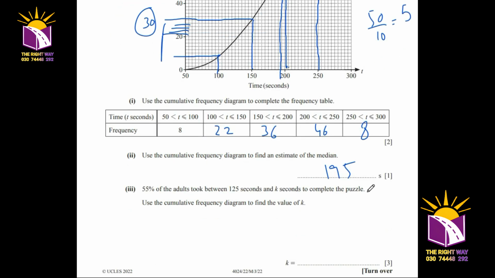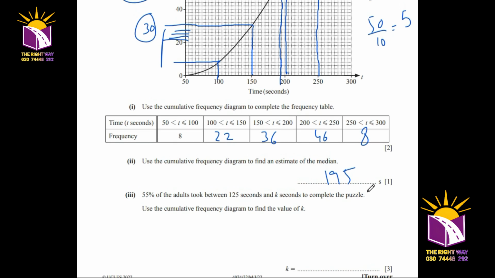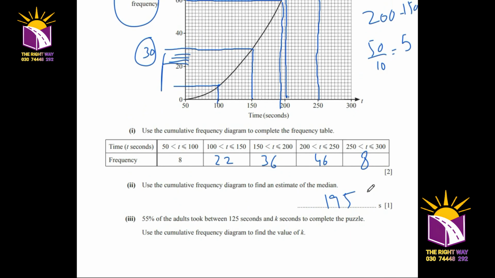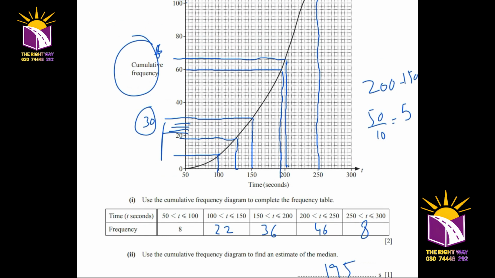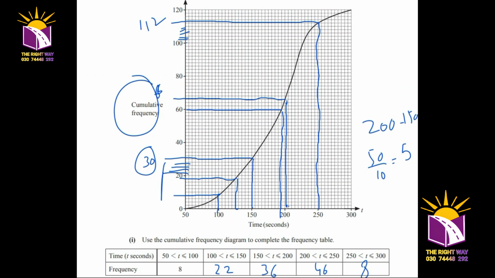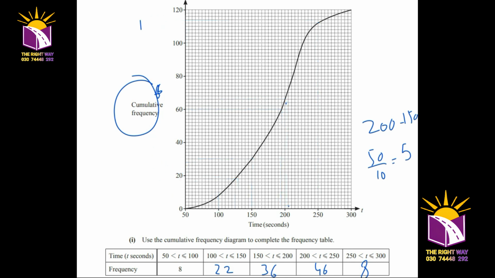Part 3. 55% of the adults took between 125 seconds and k seconds to complete the puzzle. Use the cumulative frequency diagram to find the value of k. So 55% of the adults took 125 seconds to k seconds. Now where is 125 seconds? It would be over here, in the center of 100 and 150, and they take 18 seconds. I am removing the previous lines.